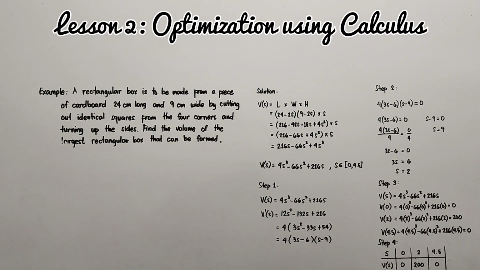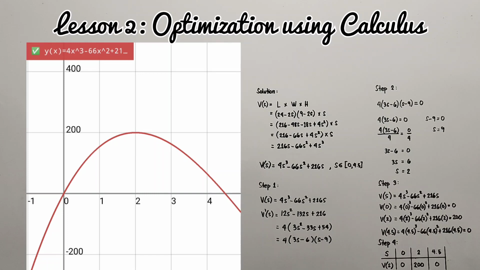And this is the graph of the function v. It is visible on the graph that at x equals 2, the function is at the maximum value of 200. Therefore, based on the table of values and on the graph, we see that v attains its maximum at s equals 2, and the maximum volume is 200 cubic centimeters.